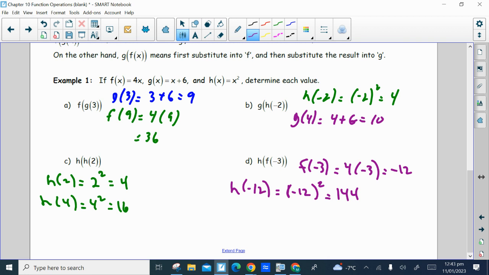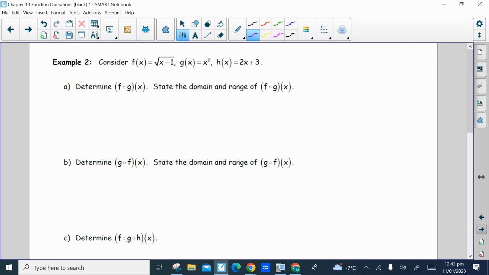Okay, so in these cases, because we were dealing with a numerical value to start with, our answers work out to be a number. But as we saw in that very first example, and these ones as well, sometimes your expression will involve the variable. So this question says you've got f and g and h. Determine FOG at x. So that is f at g at x. Remember, you always work from the inside out.